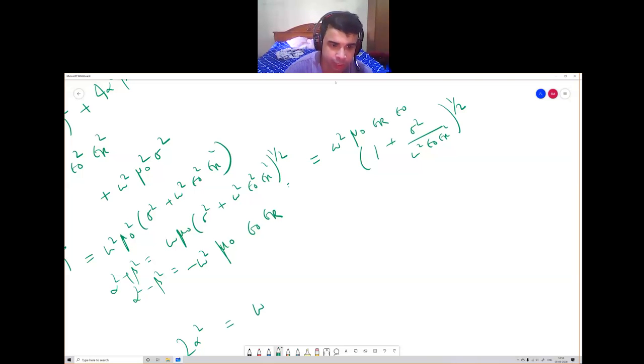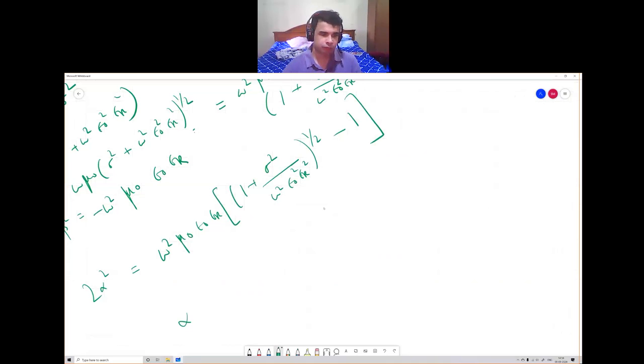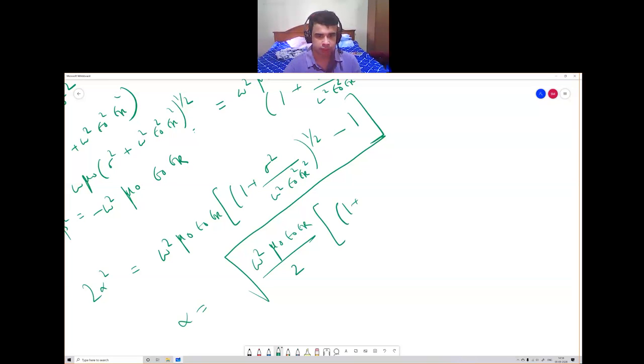So this will be omega square mu naught epsilon naught, 1 plus sigma square over omega square epsilon naught square, to the power of half, minus 1. Is it okay? Or what will be alpha then? Alpha will be simply omega square mu naught epsilon naught by 2, 1 plus sigma square.